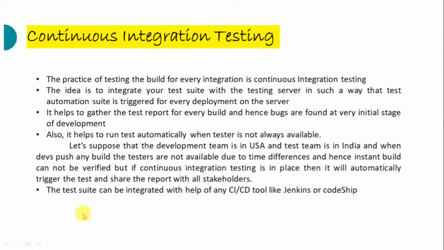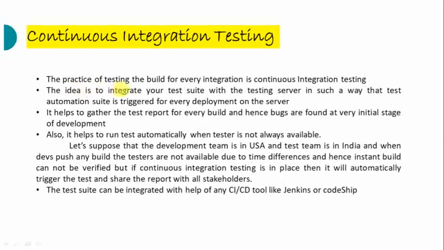Now the question is, what is continuous integration testing? The practice of testing the build for every integration is called continuous integration testing. If you write your automation code and put it on a shared code repository like Bitbucket or GitHub, then you have to configure it with Jenkins in such a way that if any deployment is pushed onto the development branch, then the execution of your sanity or regression suite will also start executing. This model is called continuous integration testing.